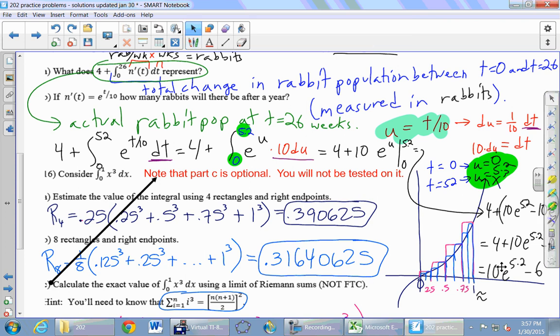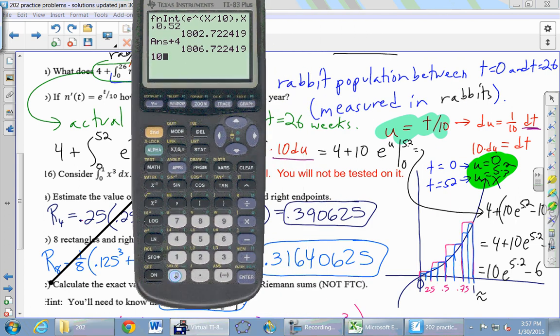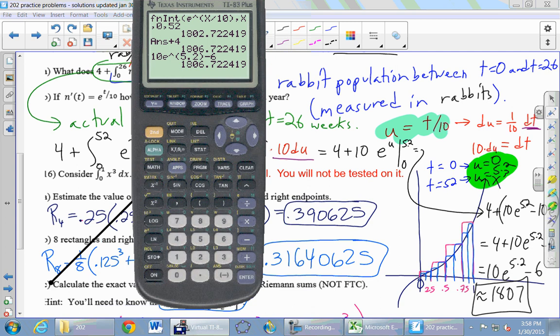We should be able to verify that it gives us the same. We hope it gives us the same thing we got before. So we're doing 10 e to the 5.2. And then we subtract off that 6. Fingers crossed, we should get exactly the 1806 and change that we saw above. Oh, isn't that lovely? So there's our answer. Certainly far easier if you're allowed to use the calculator's ability to do some calculus, but we can do it by hand even without the integral command on the calculator.